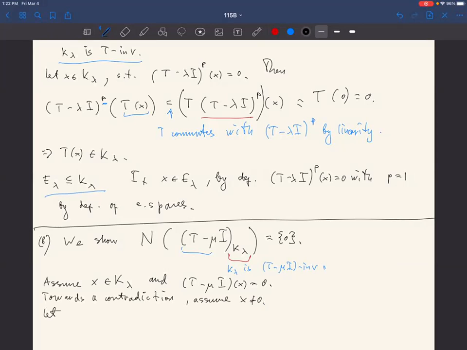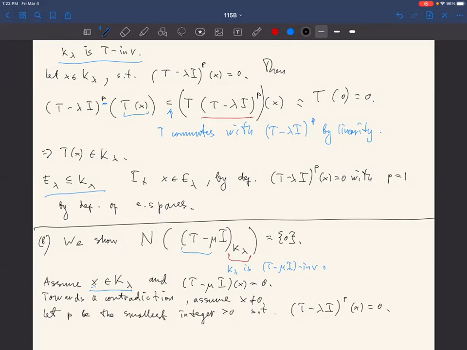So if it's not 0, we can take p to be the smallest integer greater than 0, such that we have (T minus lambda I) to the power p of x is equal to 0. We know such a p exists because x is an element of K lambda.